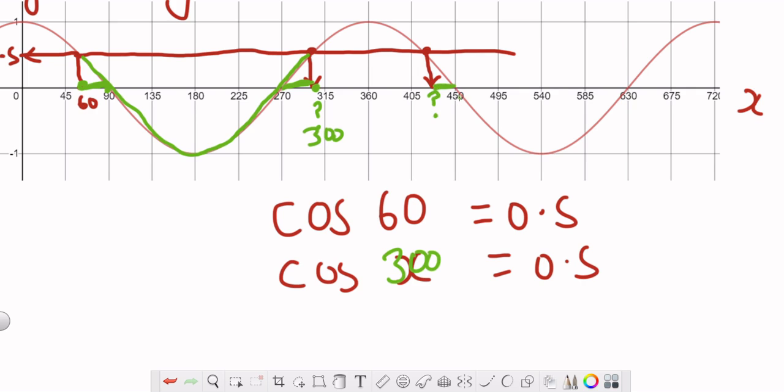So let's do inverse operation. Very simple maths. 450 take away 30 gives you 420. Right, so you can check the gap between 420 over here and 450 should be 30. Answer's 420. So another one is 420. Cos of 420 should give you 0.5.